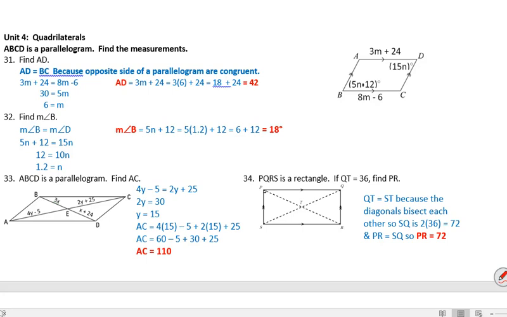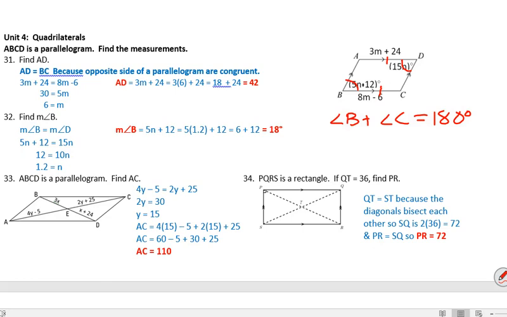So 31, 32, and 33 have to do with parallelograms. So some of our properties that we should know is that opposite sides in a parallelogram are congruent and that opposite angles in a parallelogram are congruent. So that's the two properties that we're going to use to solve for AD and angle B. Also, I want you guys to recall that when I add angle B plus angle C, that would be 180 degrees because those are supplementary. Consecutive angles are supplementary, okay?